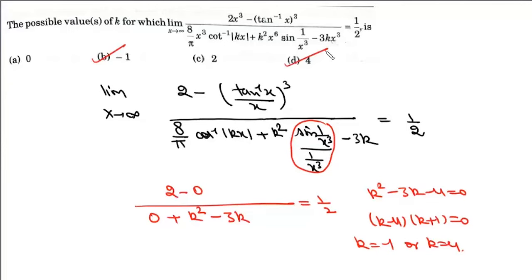Options B and D. Now we have this case where we have assumed that this k is unequal to 0, because this expression cot inverse kx will make a difference whether k is 0 or non-zero.